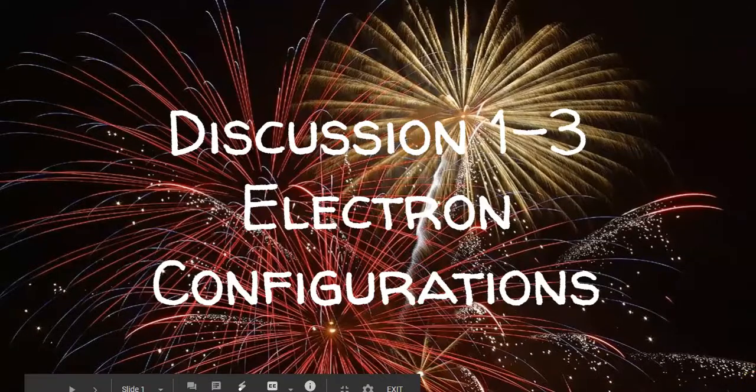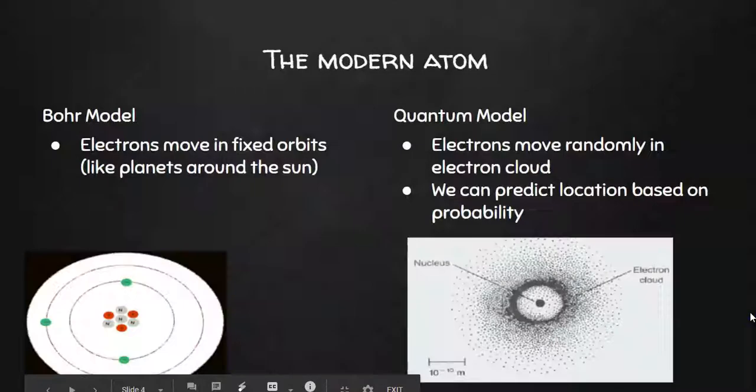Okay, this is discussion 1-3 for Chem 1 on electron configuration. So we're going to learn how to do electron configurations and orbital notation. All right, so we did that in class. We're not going to do that right now.